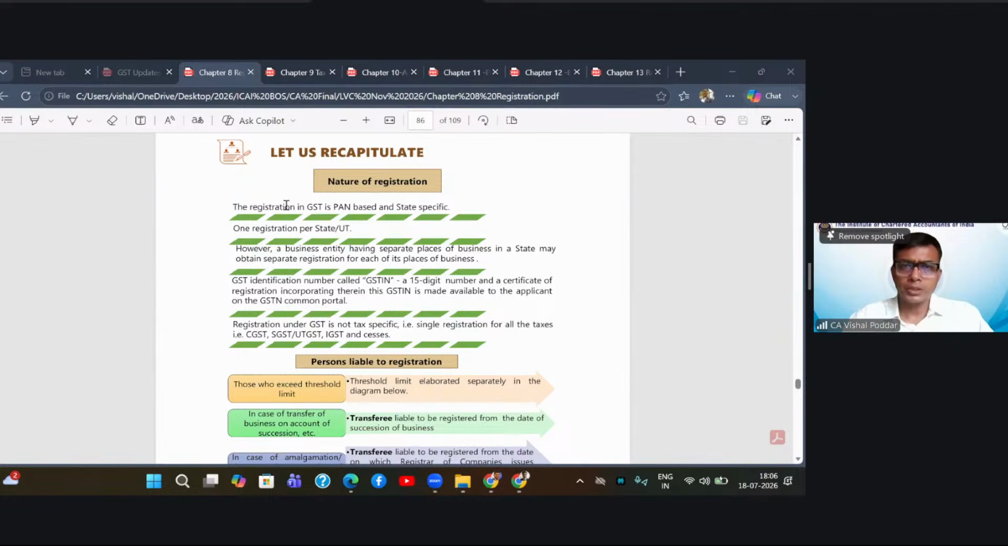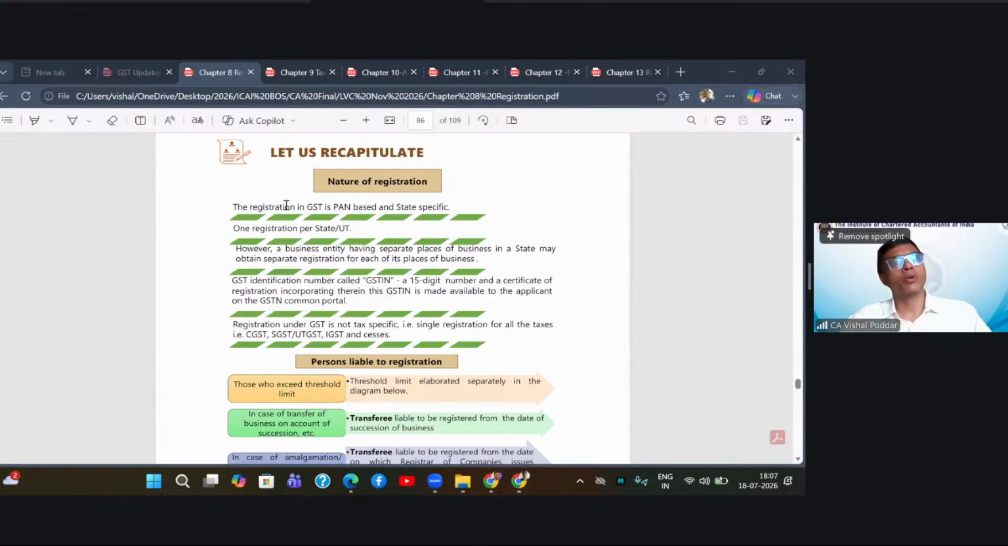Secondly, even though the registration is PAN-based, it is state-specific, which means if you have your presence in different states, then for each state, you need to take a separate registration. Now, the question will come, what if I have multiple places of business or branches in the same state? Over here, the law has provided an option. It is your choice whether you want to take a single registration for all the units in that state or you want to take separate registrations.